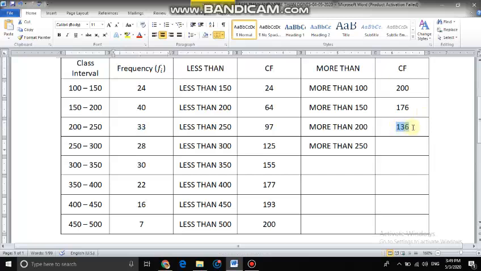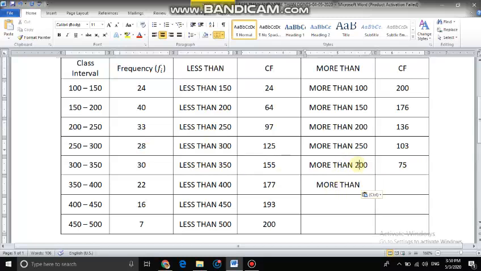So what you can do is 136 minus 33 will be 103, I think. Yeah, 103. Then more than 200 will come. More than 200 is 103 minus 28. 83, 375 will come. Then here it will come.